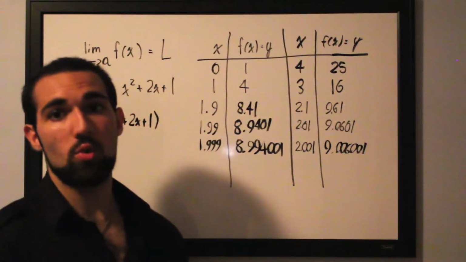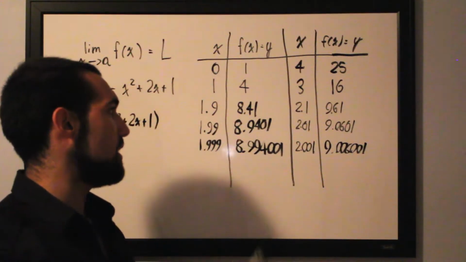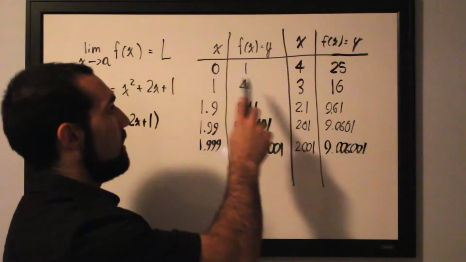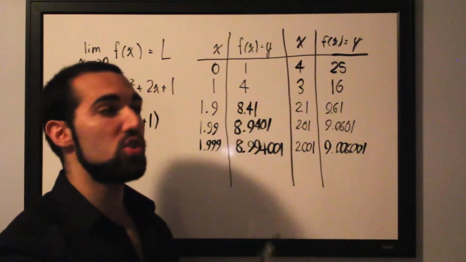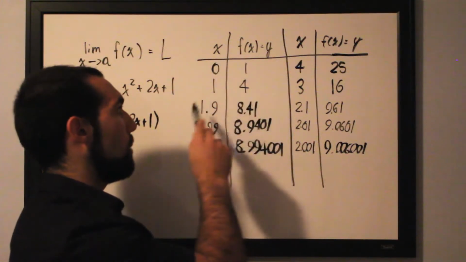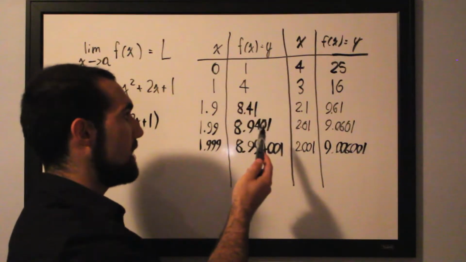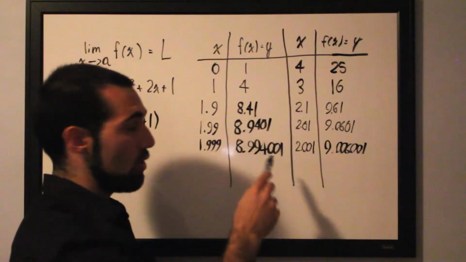And there's going to be a general trend when it comes to plugging these values into a table of values such as this. You notice that the closer we get to 2, the closer our output value is getting to 9, but never reaching it. So we plug in 0, we get 1, we plug in 1, we get 4, we plug in 1.9, we get 8.41. This is already pretty close to 9 as it is. We plug in 1.99, we get 8.9401.